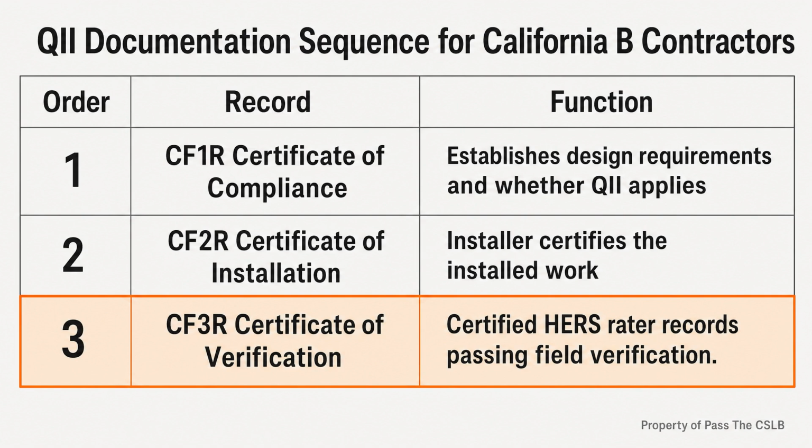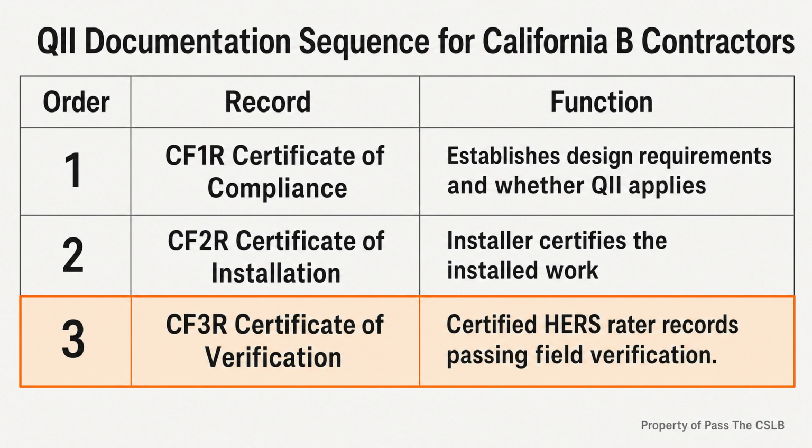I put those three records in order because their names sound similar while their jobs are different. Design comes first, installation follows, and independent verification closes the sequence. The installation certificate is not a substitute for the verification certificate. That distinction protects the schedule because it tells the contractor exactly whose action is still outstanding.